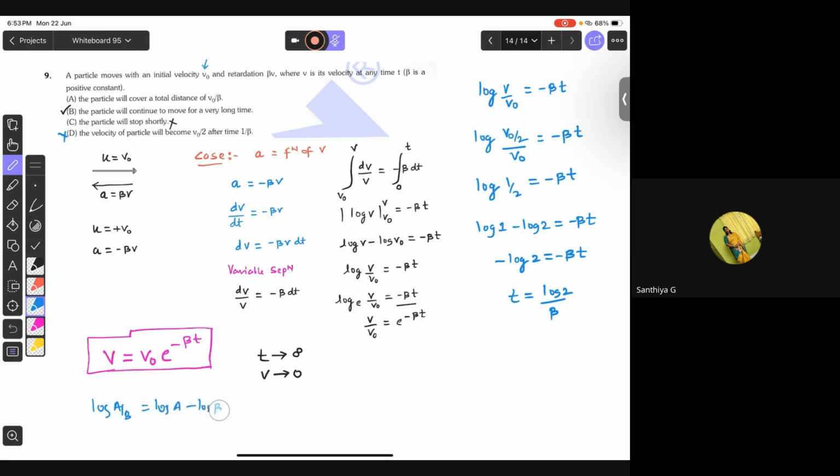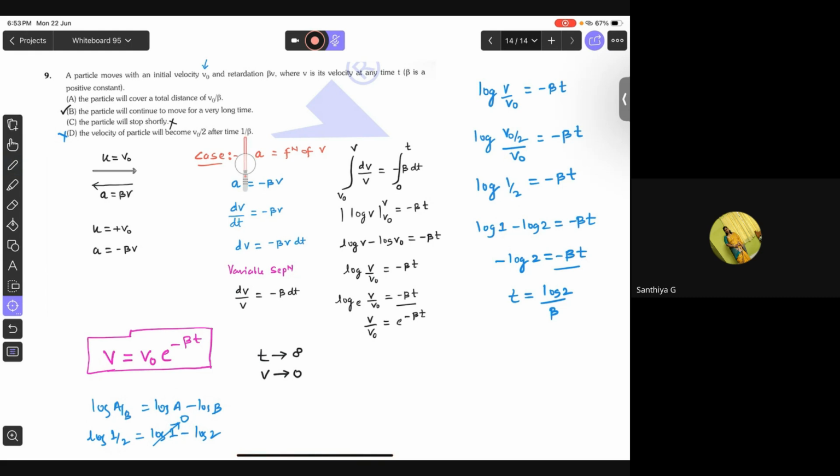Correct? So log 1 by 2 will be what? Yes, sir. Log 1 minus log 2. Log 1 always 0. So what it became? Minus log 2 equals minus beta t. So what is t? Log 2 by beta, correct? Yes, sir. So what answer they are telling us, t is 1 by beta? Wrong, no?